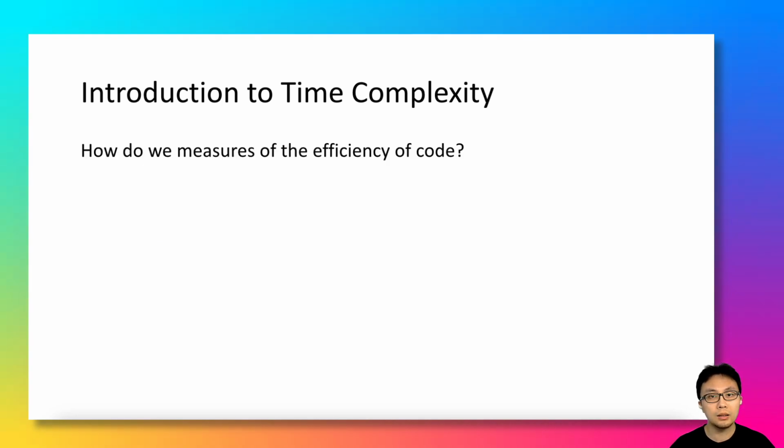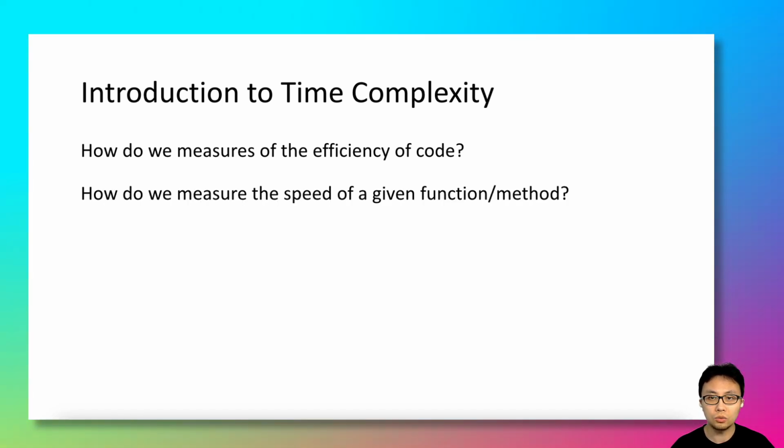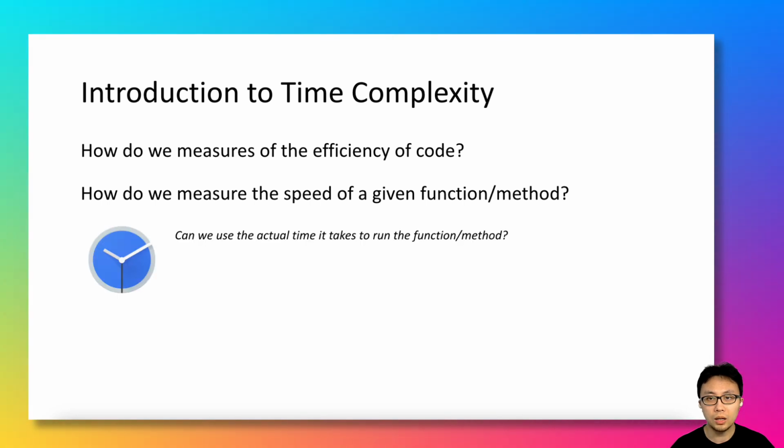Before we introduce you to the formal definition of time complexity, let's start with a simple question. How do we measure the efficiency of code? To be specific, we can ask this question a different way. How do we measure the speed of a given function or method? To answer this question, you can think of a few options. For example, you may think like this. Can we use the actual time it takes to run the function or method?